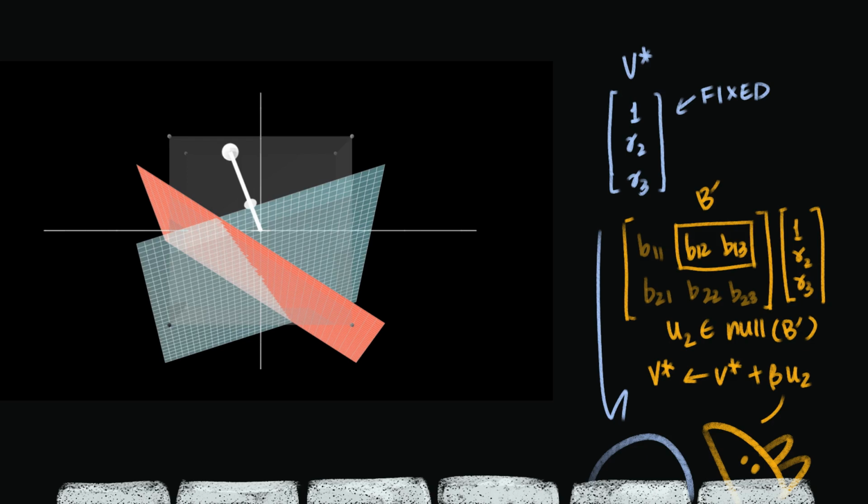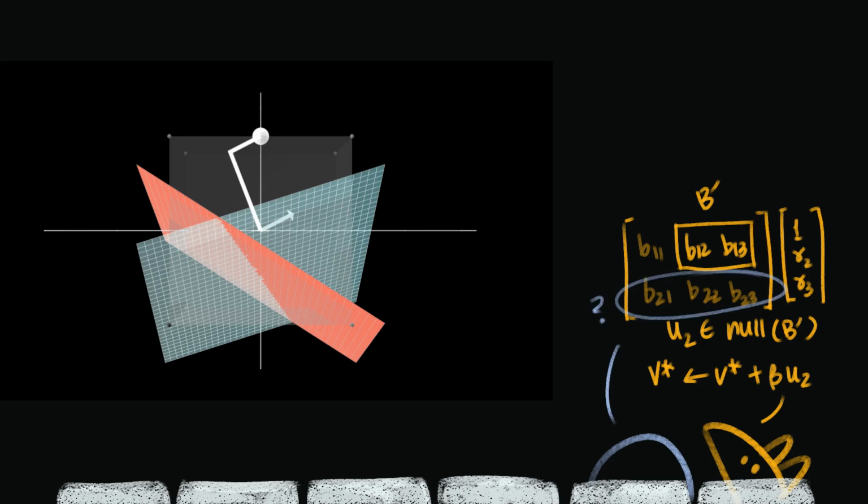If we take a submatrix B' of B consisting of these variables and the first row, then we can repeat the previous argument, since this submatrix has more columns than rows. Thus, we can find a new vector u2 in the null space of B' and update v star with the largest possible beta such that another coordinate becomes fixed. What happens to the row we excluded?